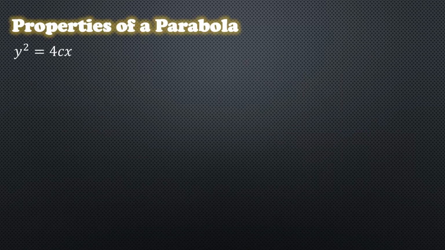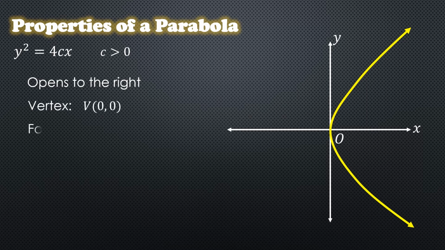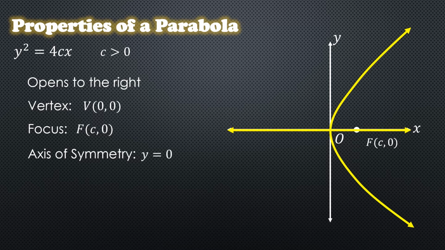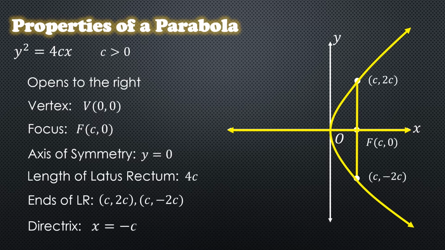For the parabola y squared is equal to 4cx when c is greater than 0, the parabola opens to the right. The vertex is at the origin, and the focus is c units to the right of the vertex. Hence, the coordinates of the focus will be (c, 0). The axis of symmetry is still the line y is equal to 0. The parabola is symmetric about the x-axis. The length of latus rectum is 4c, and this time the ends of the latus rectum will be at the points (c, 2c) and (c, negative 2c). The directrix will be the vertical line x equals negative c.